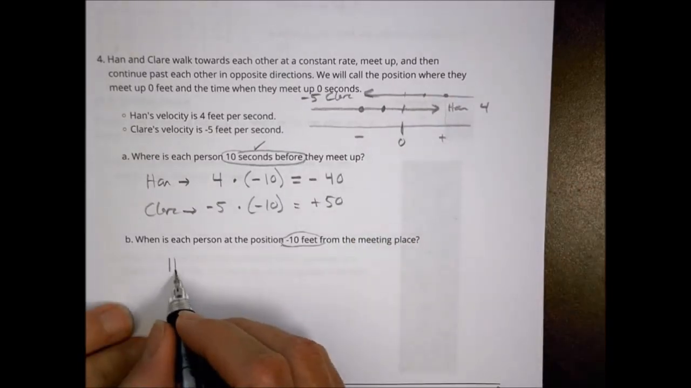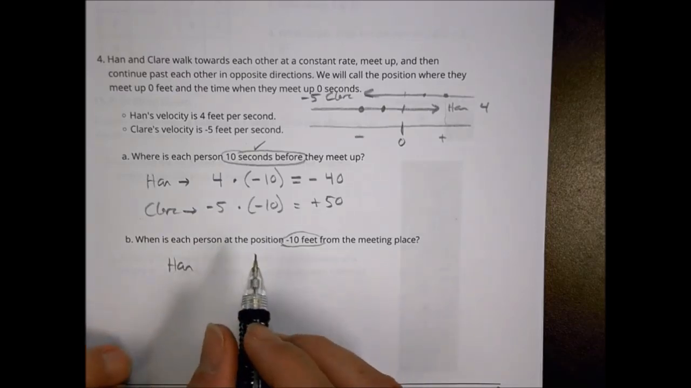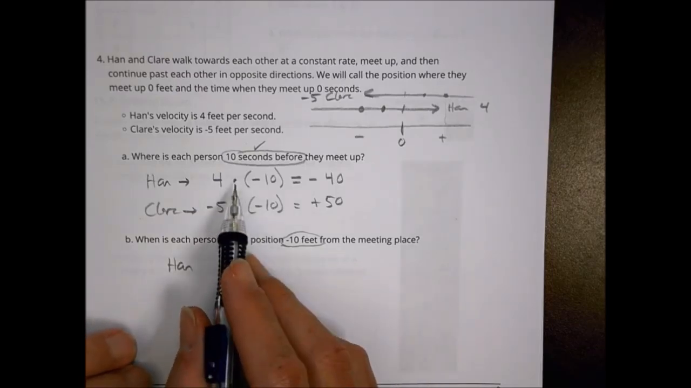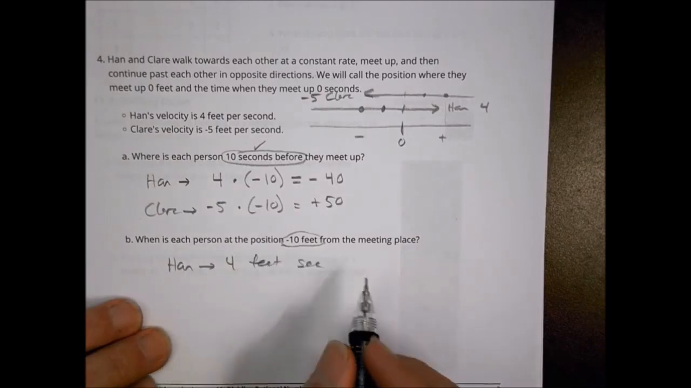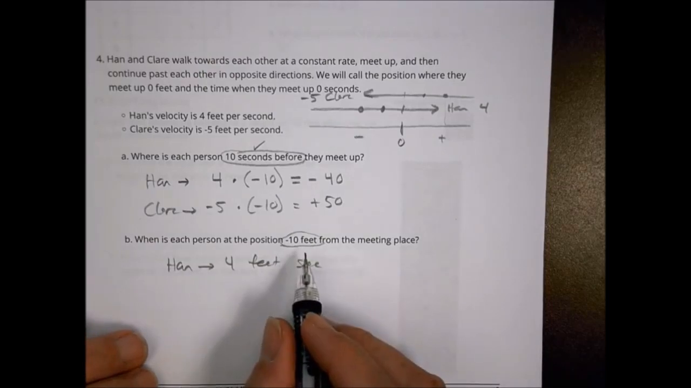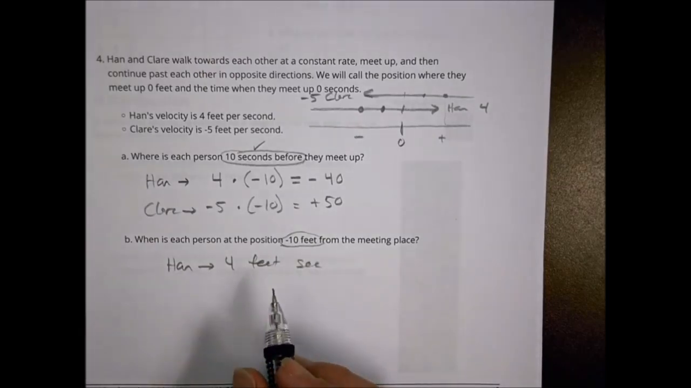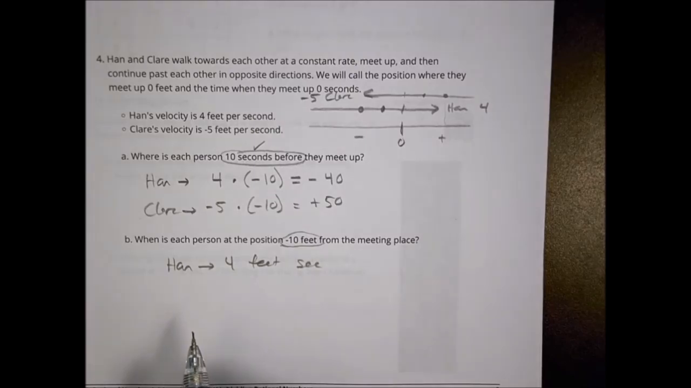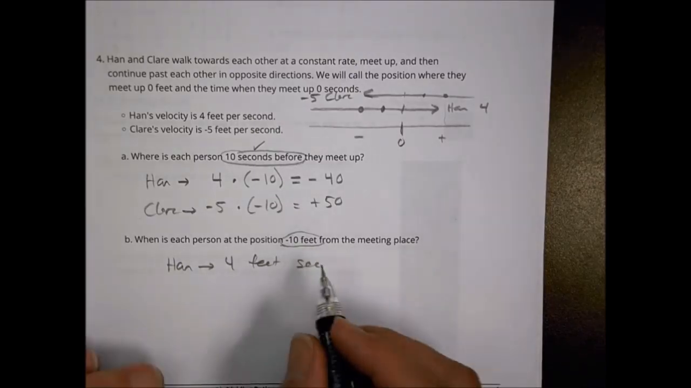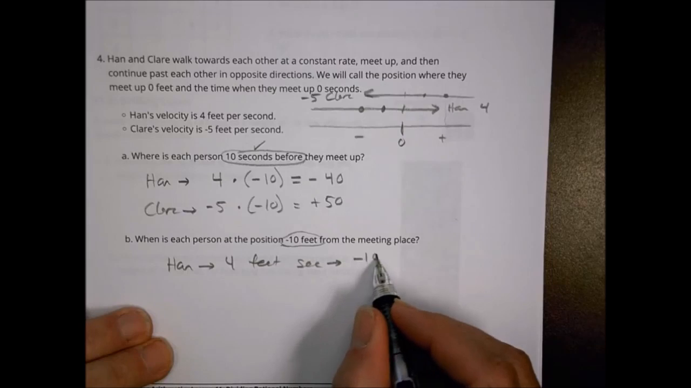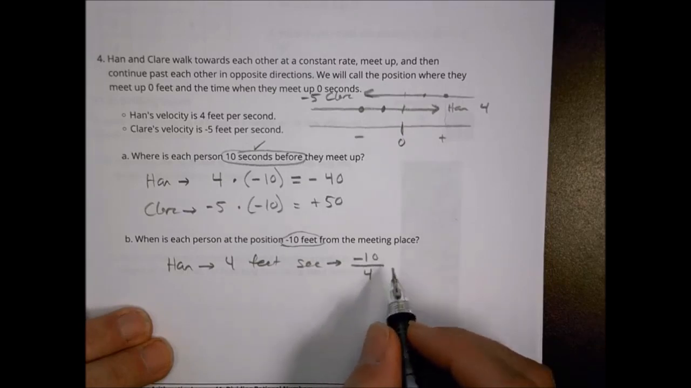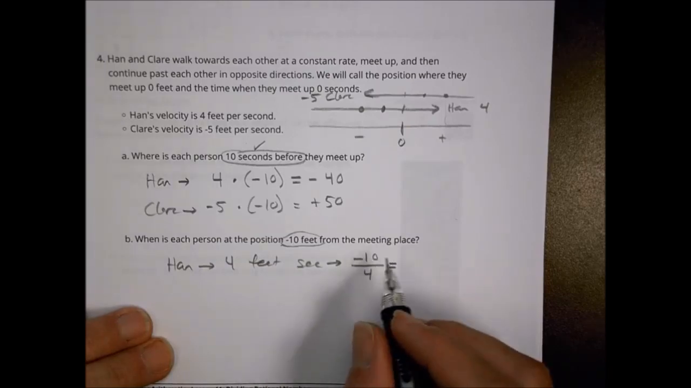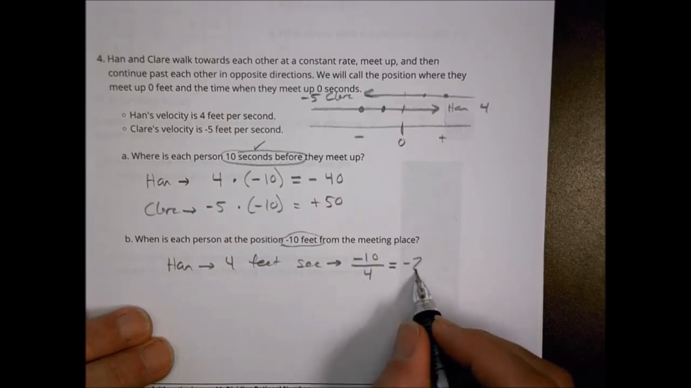So for Han, we know Han is traveling 4 feet per second. So we want to see how many seconds it's going to take him to get to the place where we're at -10. So for him, we're going to do -10 feet and divide that by 4 to see what we come up with. We're dividing by 4 because that's how fast he's going, and that's going to be -2.5.